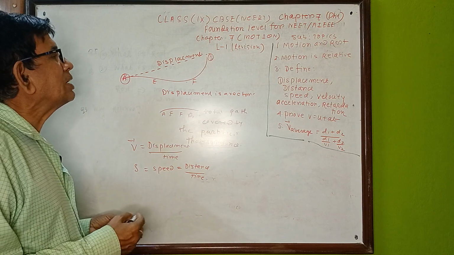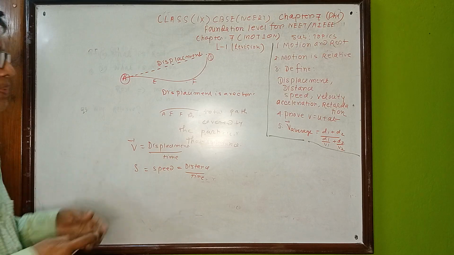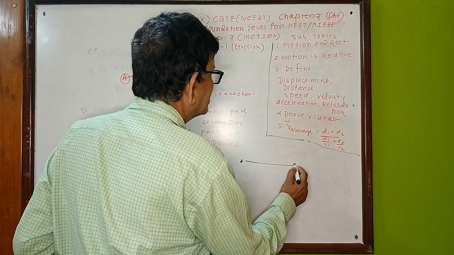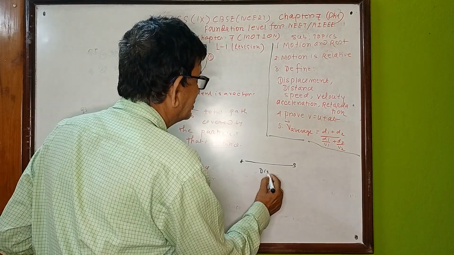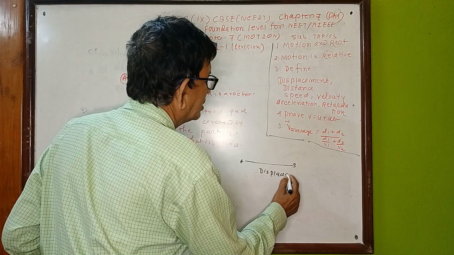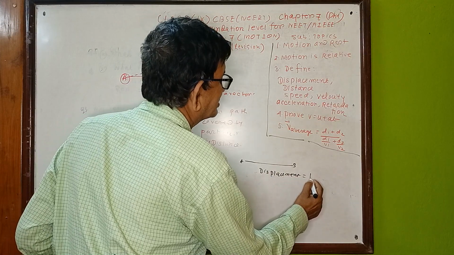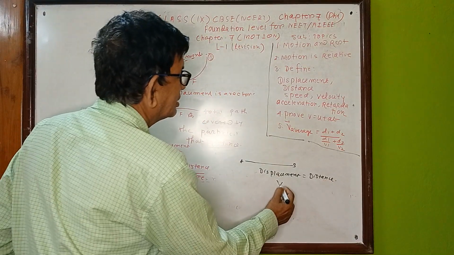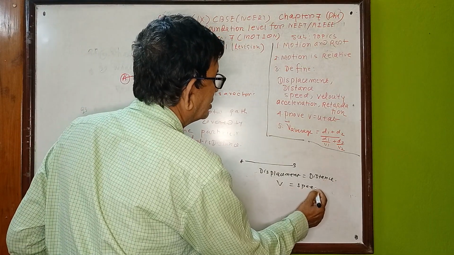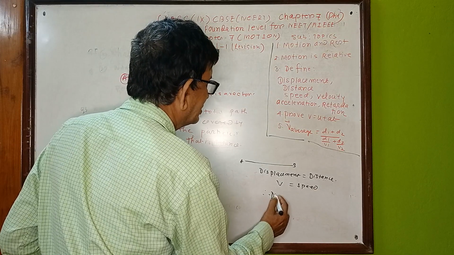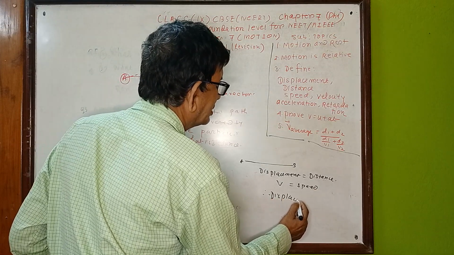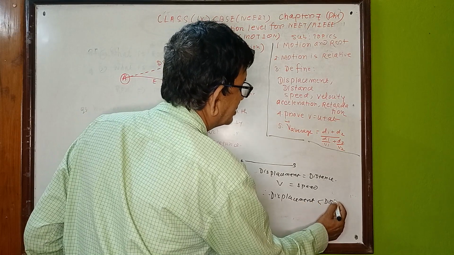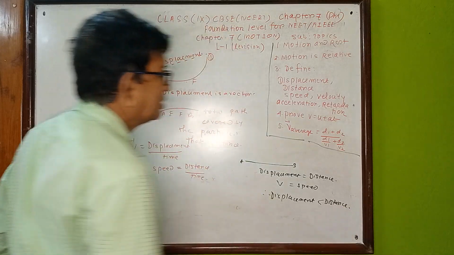Now if a motion is in a straight line, suppose A to B is a straight line, then displacement is equal to distance. So numerically velocity may be equal to speed, but in most cases displacement is less than distance. Clear?